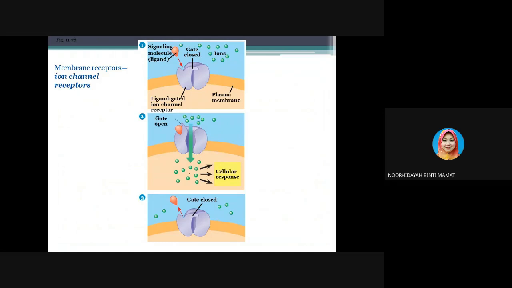Then it will convert, transduce the ion into a cellular response. Then, when the signal molecules detach from the ion-gated channels, it will close the gate again, so the ions cannot enter the cells. So this is the third membrane receptor, which is the ion channel receptor, which acts as a gate.